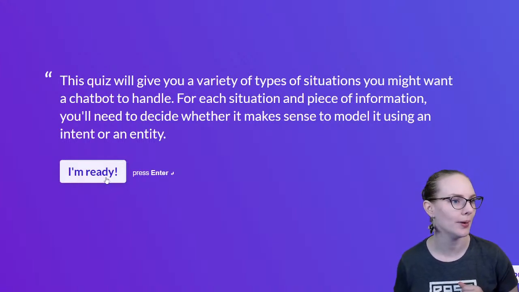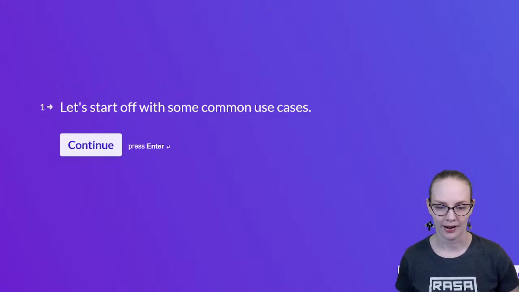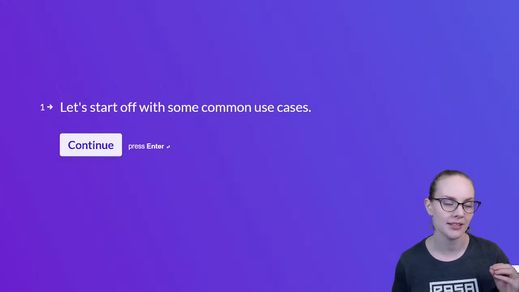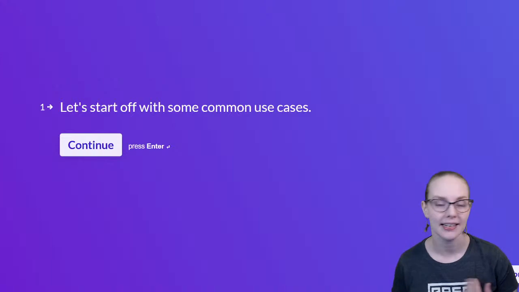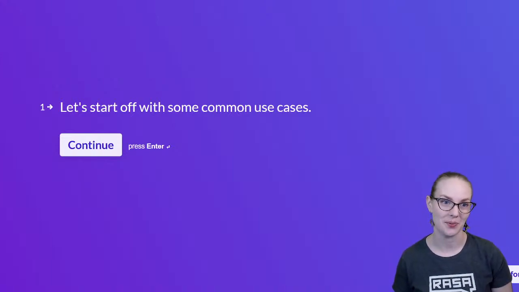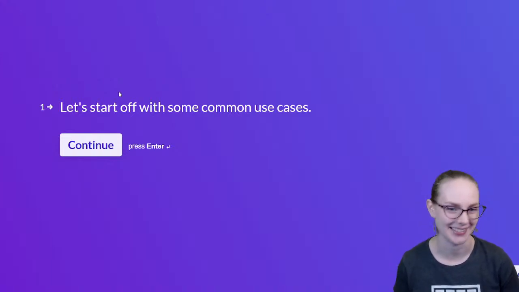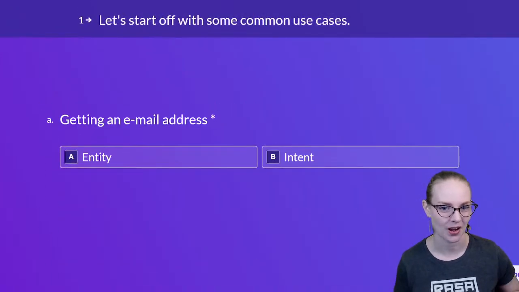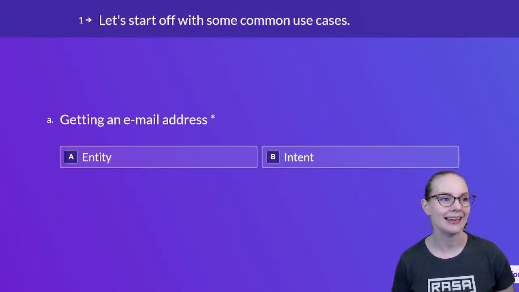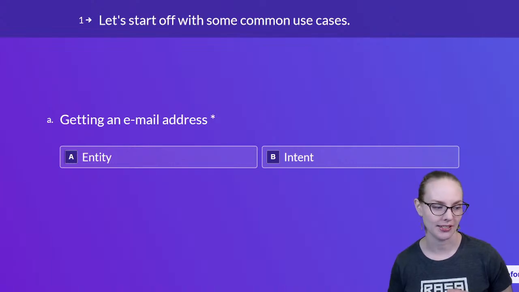So let's do it. All right, we're going to start off with some pretty common use cases. These I would say are fairly consistent. I'm almost always going to recommend one or the other in these particular instances. All right, first off, getting an email address from a user. Is this a good place for an entity or is this a good place for an intent?